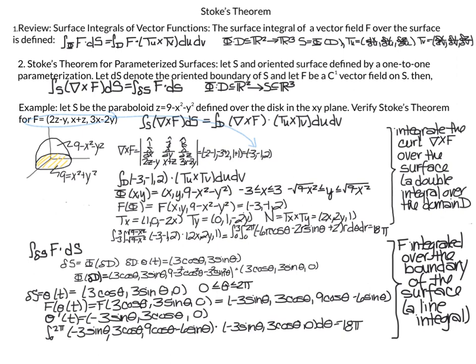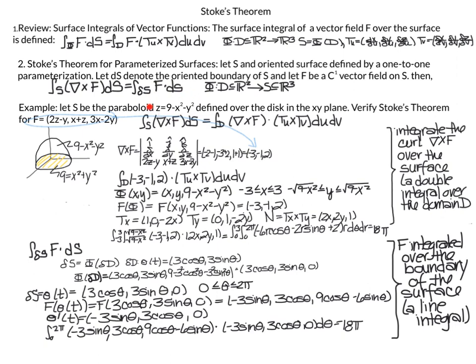The best way to get an idea of what's going on is to do a quick example. We'll do it quickly in this overview slide, and we'll go through it in more detail with all the details of integration later on in our video. So the example is to let S be the paraboloid z equals 9 minus x squared minus y squared, defined over the disk in the xy plane. Verify Stokes' theorem for the vector field f equals (2z minus y, x plus z, 3x minus 2y).